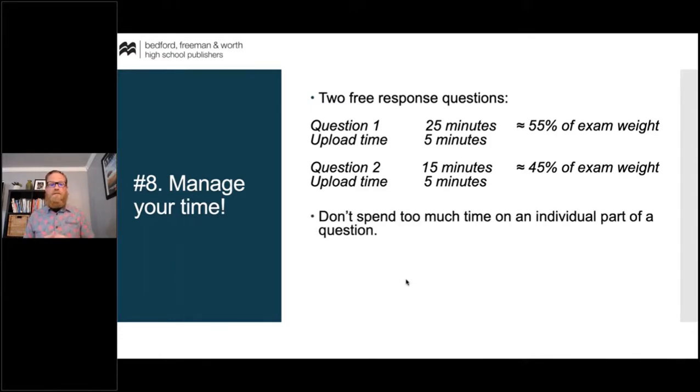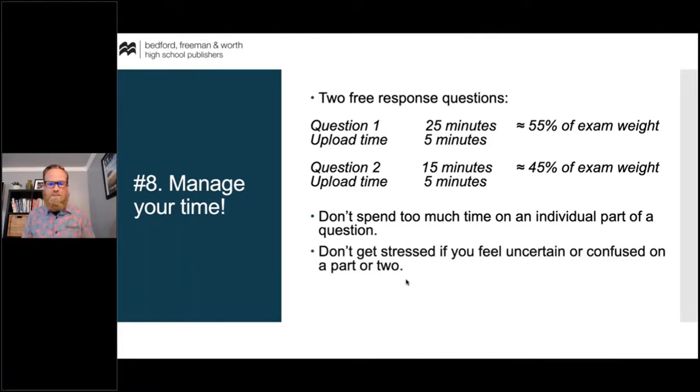So here's a couple of tips. First here, make sure that you don't spend too much time on an individual part of a question. Most definitely each one of these 2 questions is going to be multiple parts, probably 5 or 6 parts for question 1 and probably 4 or 5 parts for question number 2. So you're going to have about 3 to 5 minutes on each part within the question. So you want to make sure that you're not spending something like 10 minutes working on one part of one of the questions.